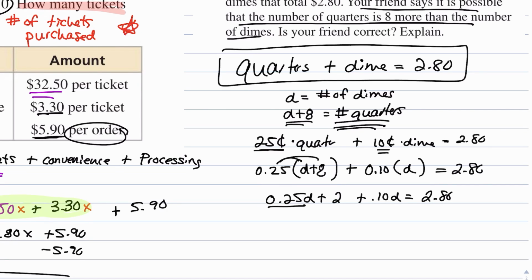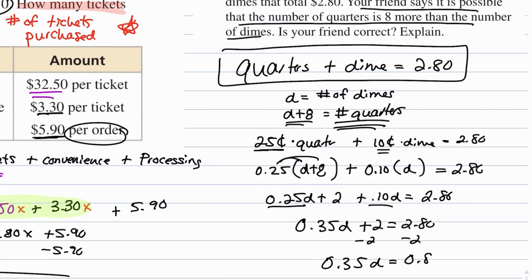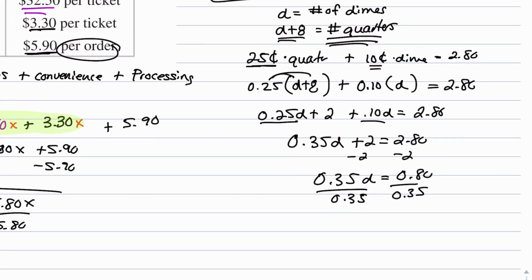So we can collect our like terms. That's 0.35D. And again, if you're using a calculator, that's okay. Then to get D alone, we want to subtract the 2. And then to undo multiplying, we would divide. Now when we do that, we get this decimal, actually. We get something like 2.28 is equal to D. Sorry, I wrote that on the wrong side.